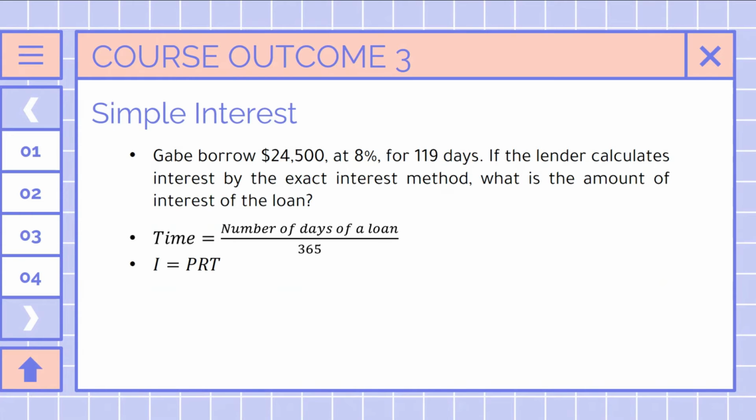So we will use this given formula. The interest is equal to principal times rate times time. So let us substitute the variables. 24,500 is for the principal. 0.08 is for the rate. Don't forget to convert the percentage into decimal. And then for the time, we have 119 over 365. So as we compute this problem, we will get $639.01. So don't forget to round off the decimal to two decimal places. Okay?